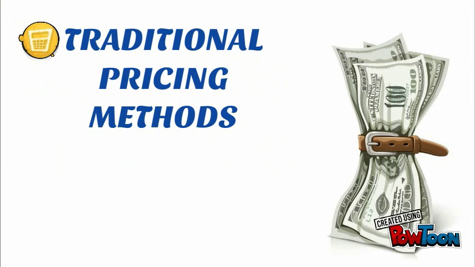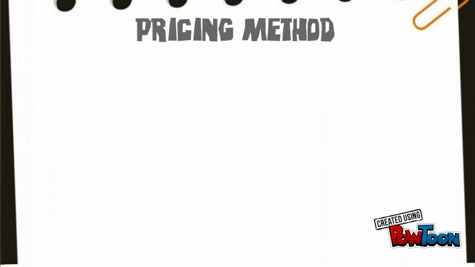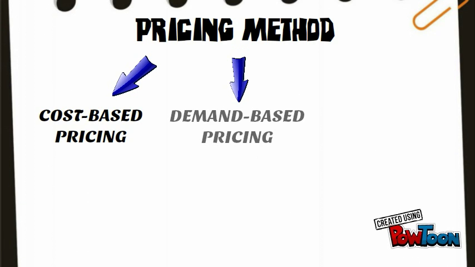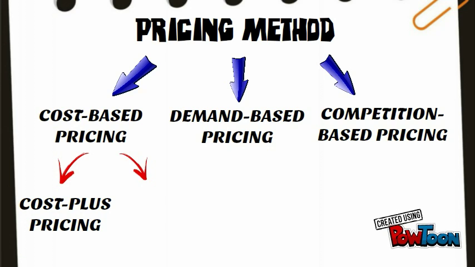Then, we would like to discuss our subtopic, that is the traditional pricing methods, which means the methods we use to set the price of the product. As we all know, the traditional pricing methods consist of three components: cost-based pricing, demand-based pricing, and competition-based pricing. Cost-based pricing can be separated into two types, which are cost-plus pricing and markup pricing.